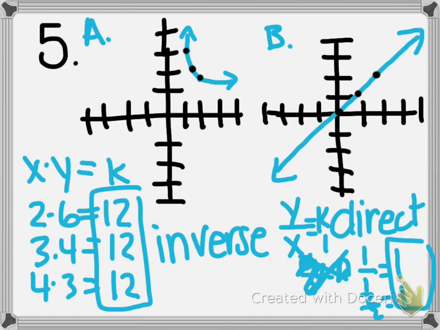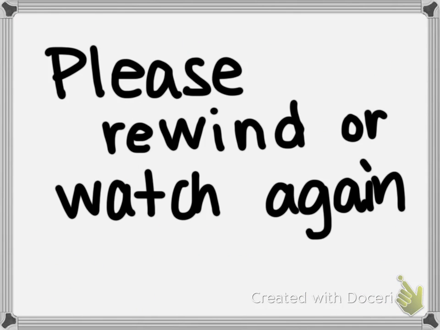The reason why I'm not including 0, 0 is because even if I were to continue this graph, the 0, 0 is not going to make a difference. We already know that to be direct variation, it must go through 0, 0. Please feel free to rewind this video and watch it again. This will ensure that you are able to tell the difference between direct and inverse variation.